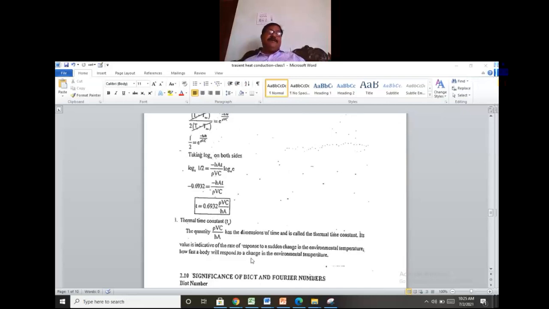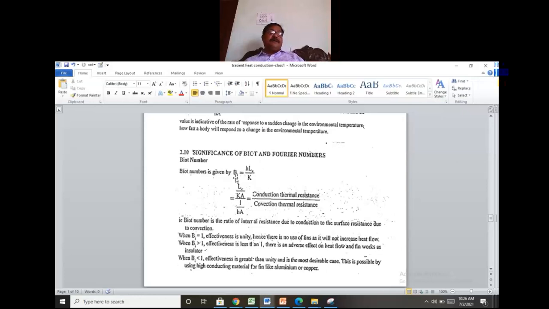The thermal time constant, Tc, is equal to rho Vc by hA, which has the dimensions of time. It is called the thermal time constant. Its value indicates the rate of response to a sudden change in the environmental temperature. Means if there is any sudden temperature change, it will indicate how fast the body will respond to the change in the environmental temperature.